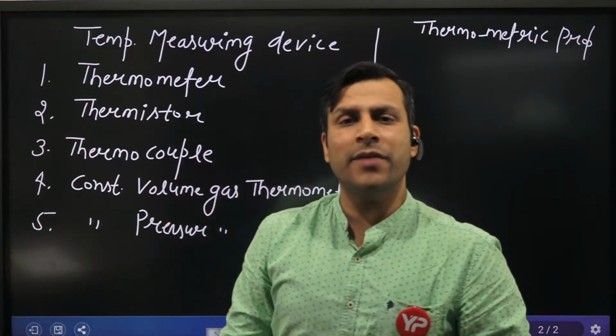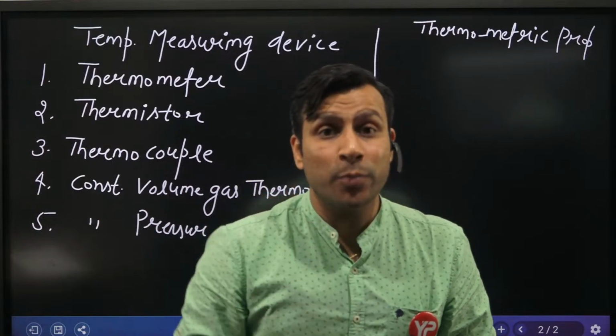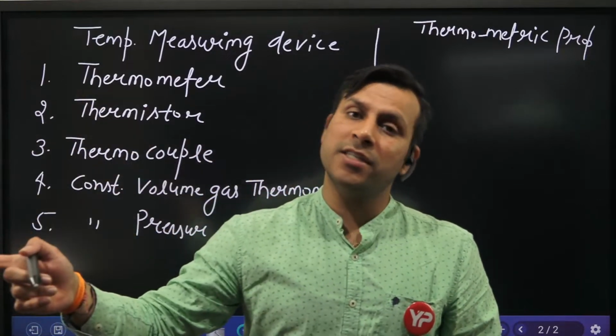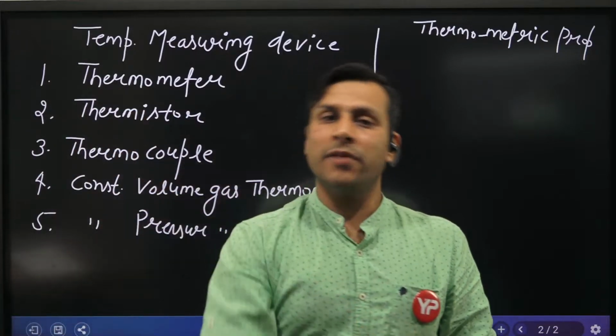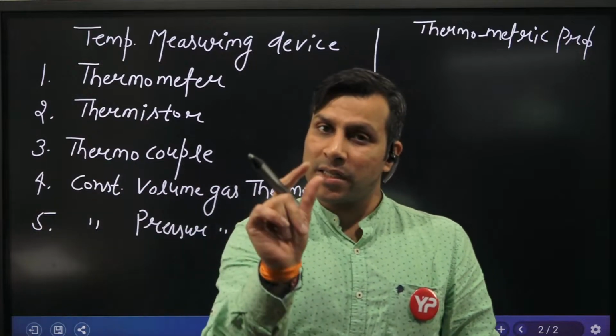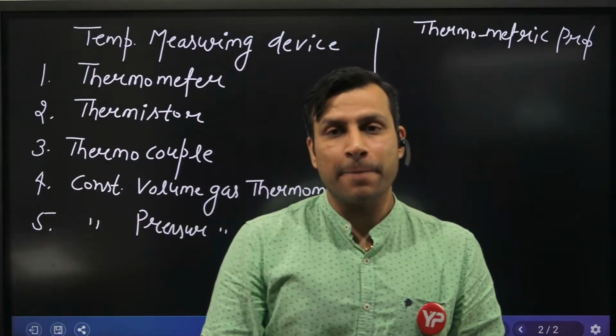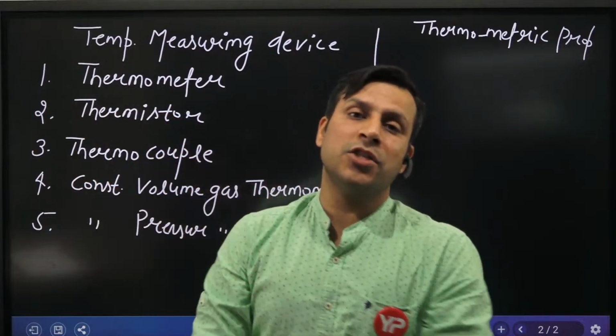So if anybody asks you, what is a thermometric property? It is that property which varies with the change in temperature. If there is a change in temperature, that property will vary. We are not directly measuring the temperature; we are measuring the change in that property. By measuring the change in that particular quantity or property, we are measuring the change in the temperature.